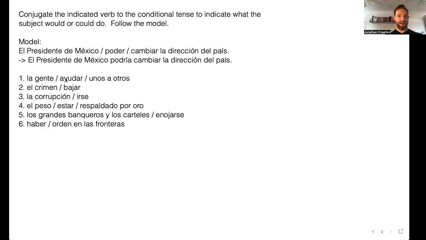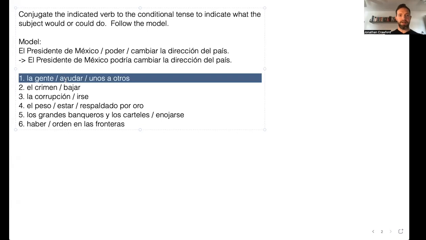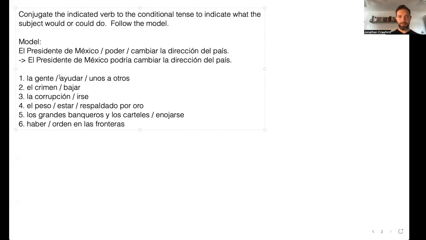La gente ayudar unos a otros. The people ayudar. The people help one another. But we want to say this hypothetically. The people would help one another, would or could help one another. And so I'm just going to help you. I'm going to do the first 3 with you. La gente, make sure it's a capital L. We get rid of these forward slashes. Ayudar, what do we do with ayudar? We have to put ayudaría, right?